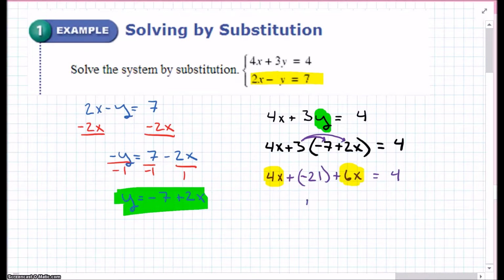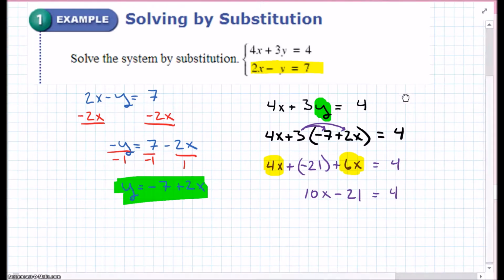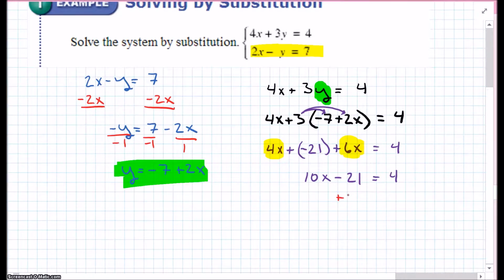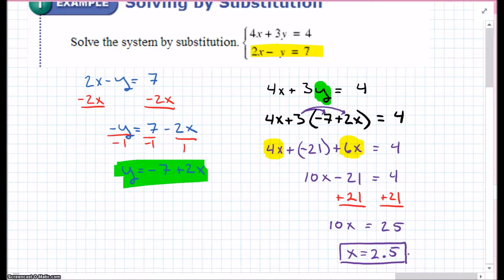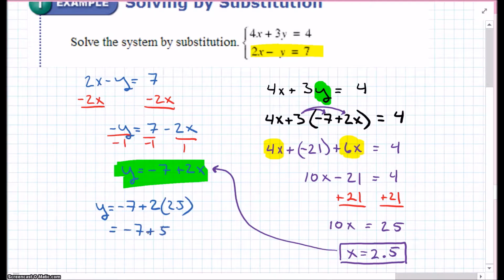So I'm going to get 10x minus 21 equals 4. So we're going to add 21 to each side. And we're going to get 10x equals 25. So divide each side by 10, we're going to get x equals 2.5. Once we solve for x, we can plug this back into the equation we already set for y and solve for y. So that would be y equals negative 7 plus 2 times x, which is 2.5, which is going to be negative 7 plus 5. So our y value would be just negative 2.